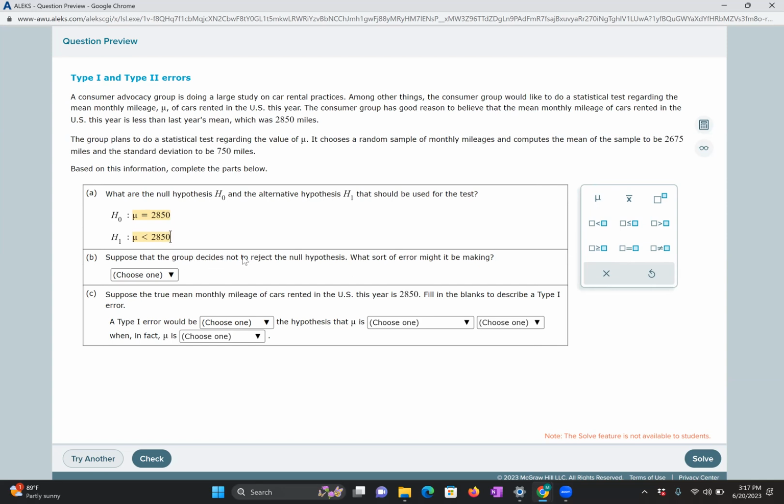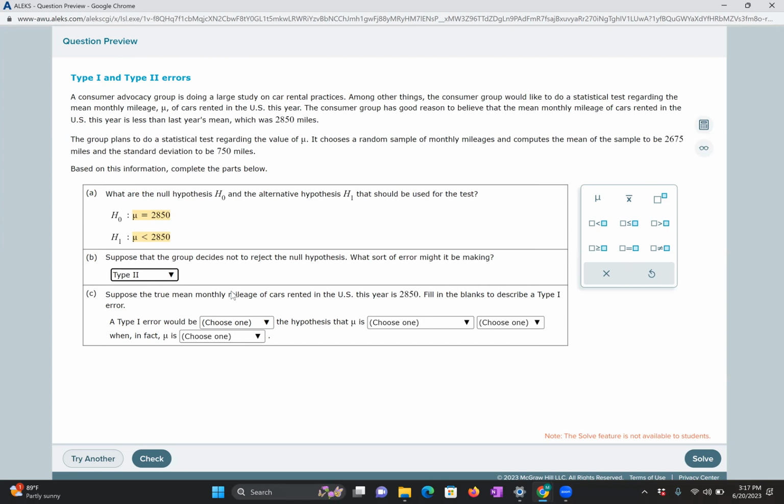Suppose that the group decides not to reject the null hypothesis. What sort of error might they be making? Now, keep in mind, I said the type 1 is rejecting. So not to reject it would be a type 2.